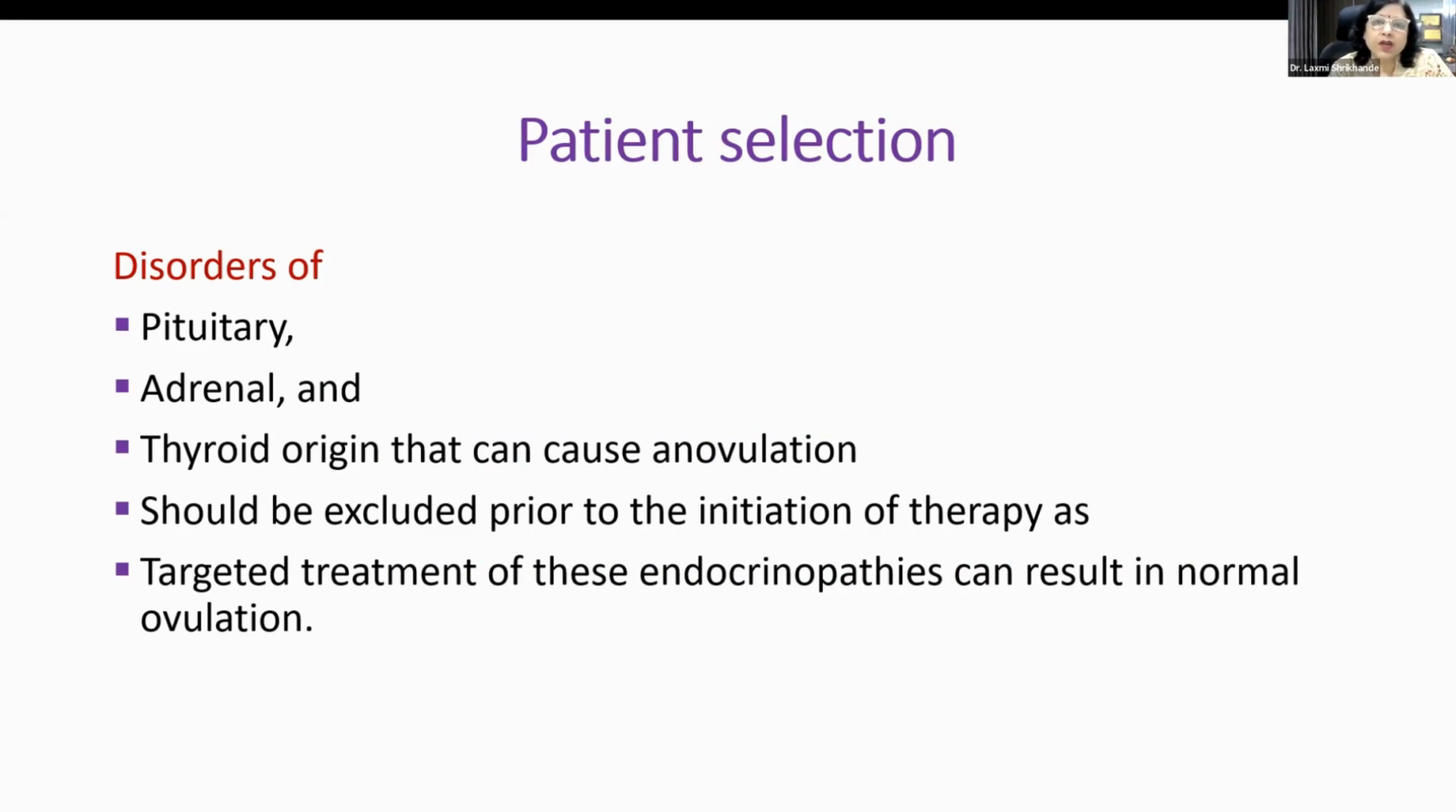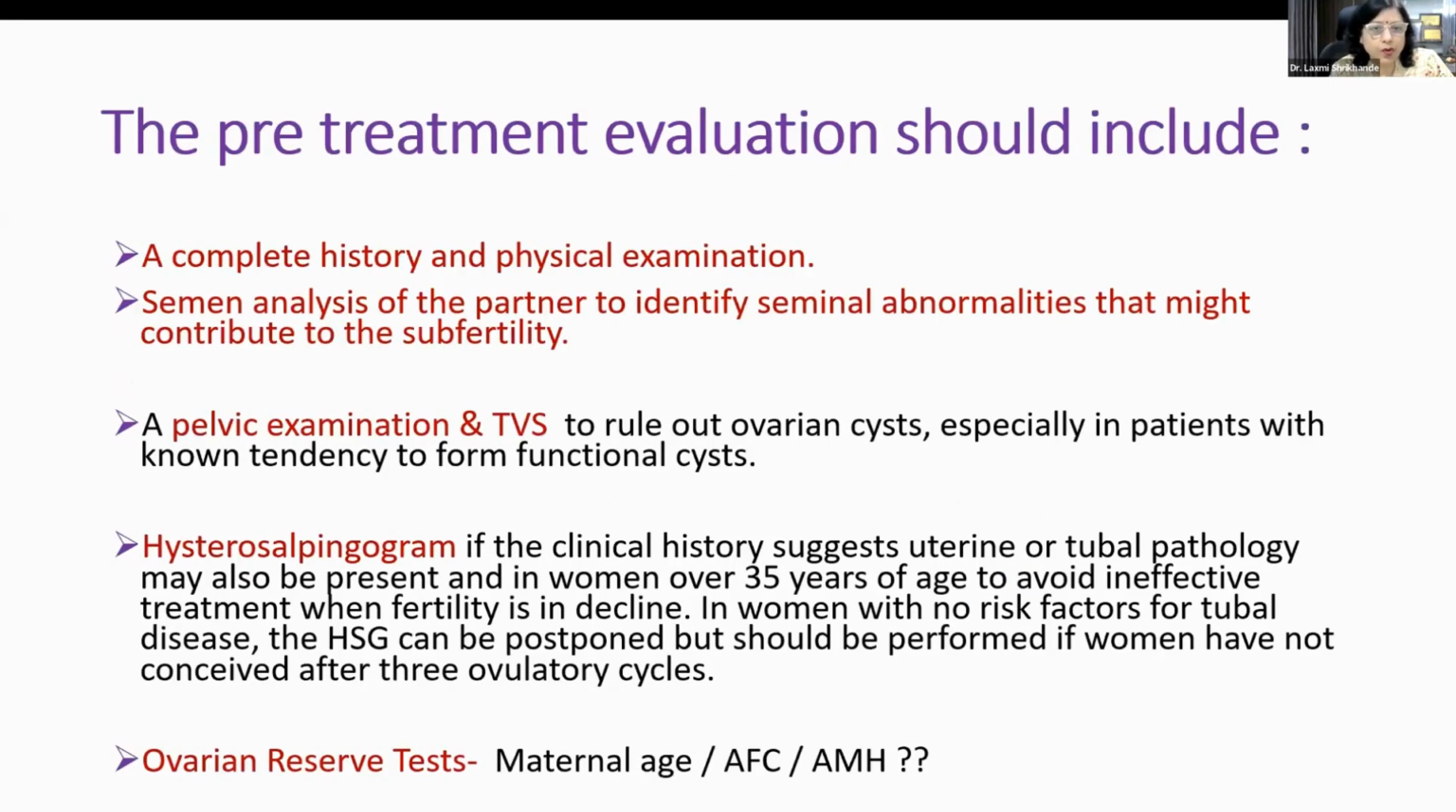Before starting ovulation induction, you should rule out the disorders of pituitary, adrenal, and thyroid origin, because if you correct these disorders, these patients will start ovulating without help of your ovulation induction protocols. So before starting therapy, complete history and physical examination is a must. Semen analysis is a must, because nowadays 30 to 40% of patients are having male factor. Of course, pelvic examination, don't forget to do per speculum, PV examination, and then do transvaginal sonography.